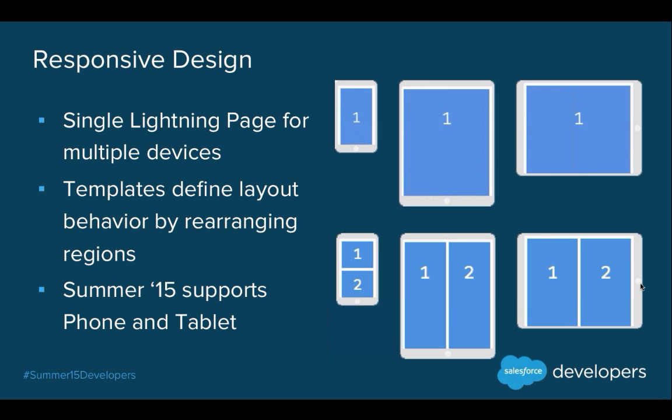And the way we do this is through the use of responsive templates. So when you create an app using the App Builder, you'll have the ability to select a template. There's now 4 templates available to you in the Summer 15 release, and these create a series of regions that you can use to hold those components. And it takes care of automatically then rearranging those regions depending on the device that you're using it on.